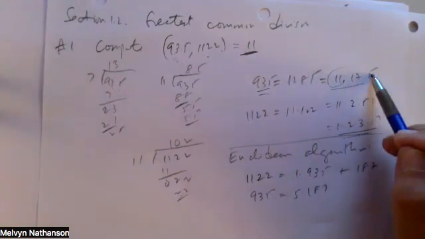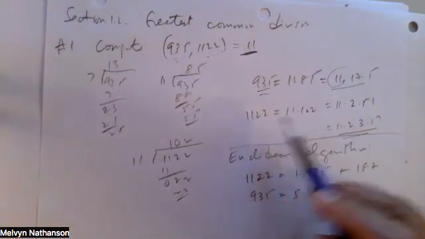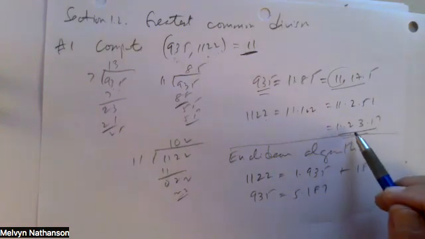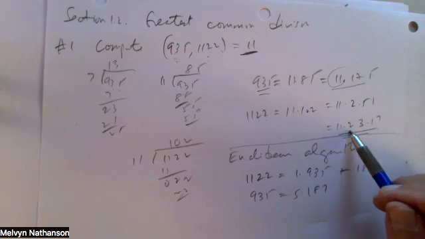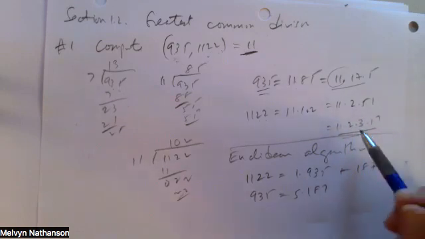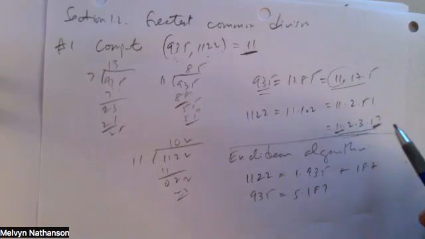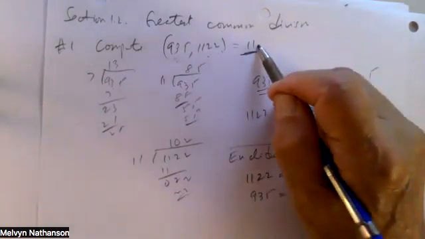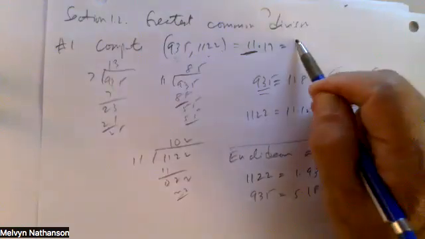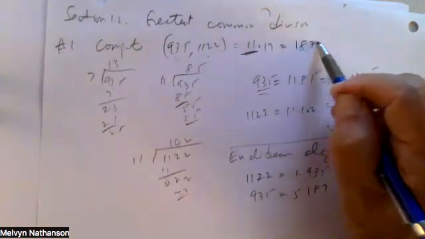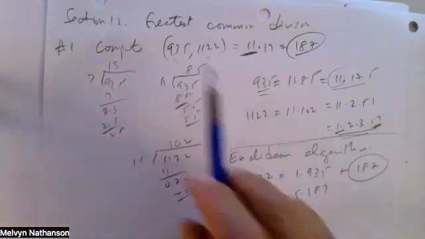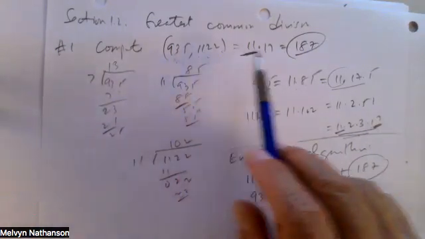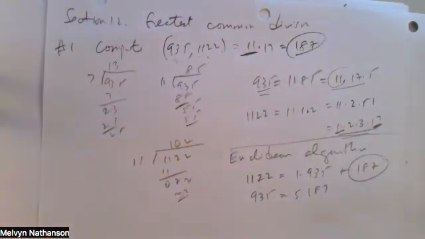935 is 11 times 17 times 5. 1122 is 11 times 2 times 3 times 17. So I have 11 and 17 in common. So the greatest common divisor is 11 times 17, which is 187. And that's exactly what the Euclidean algorithm shows. So the GCD of these numbers is 187. That's right.